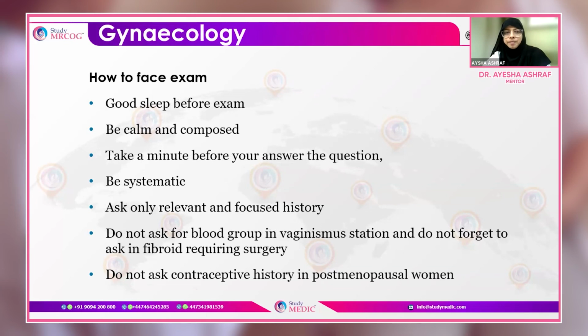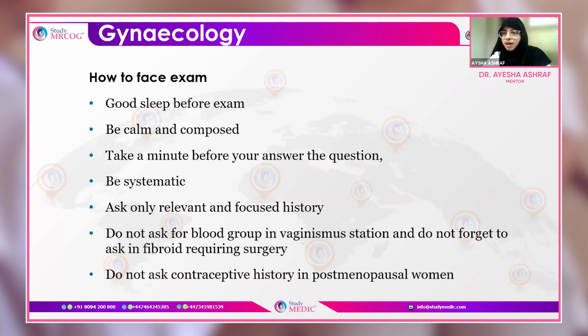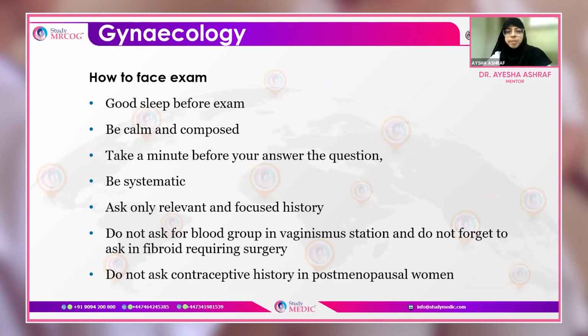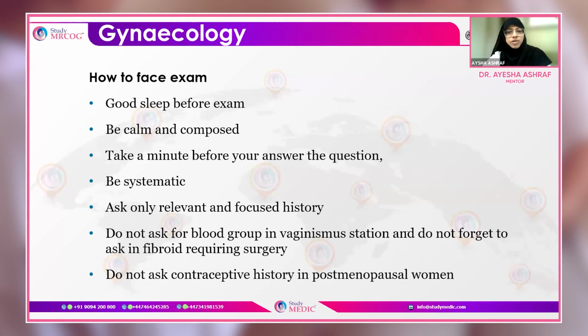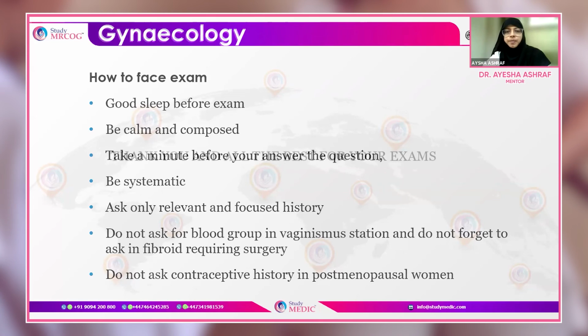How to face the exam. Good sleep before the exam. As I told you, your neurons should work efficiently on the day of the exam. Be calm and composed. Take a minute before you answer the question, whether it is in structured discussion or in the patient simulator. If you don't know the answer, just pause for a moment. Organize your thoughts and then speak up. Be systematic. Ask only relevant and focused history. As I mentioned earlier, do not ask for blood group in the vaginismus station, and do not forget to ask in fibroid requiring surgery. Do not ask contraceptive history in postmenopausal women.